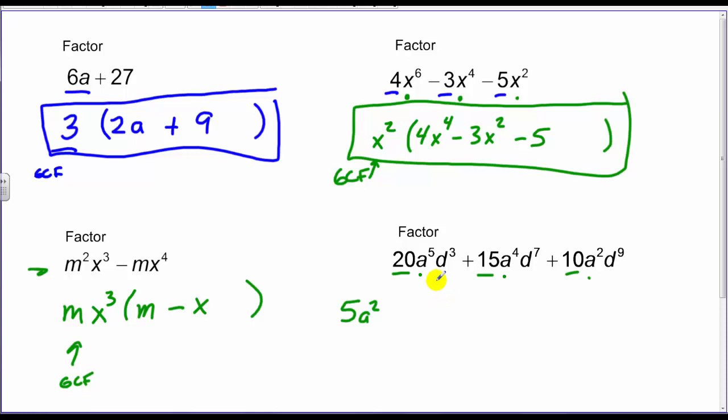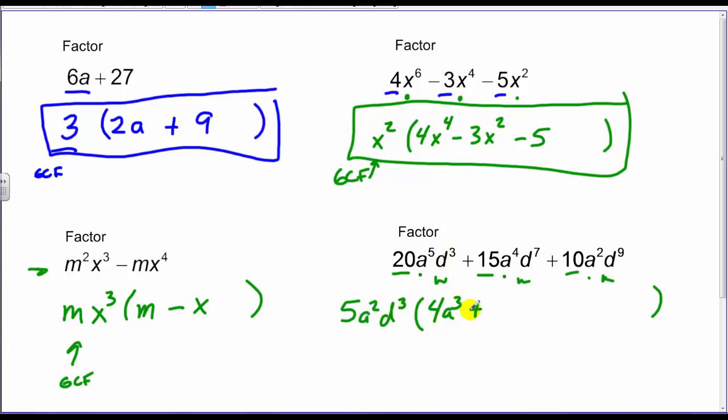And then I have a d cubed, d to the 7th, d to the 9th. So d cubed would be the biggest term in each of those. I now have to figure out what I must multiply this monomial by to get this trinomial back. 5 times what is 20? That's a 4. A squared times what is a to the 5th? That would be a cubed. D cubed needs nothing to multiply to get d cubed, so I leave that term as is.